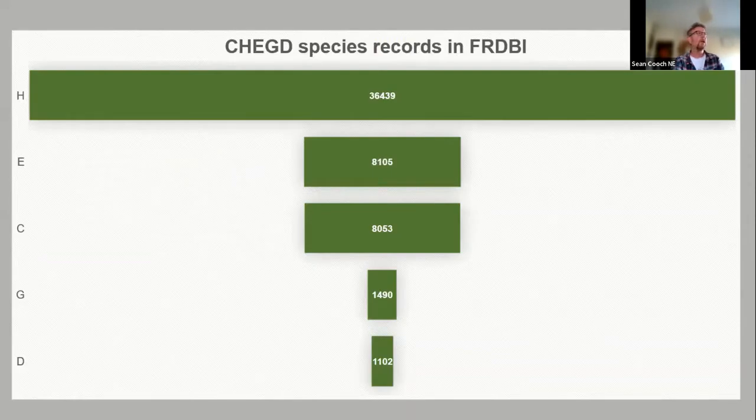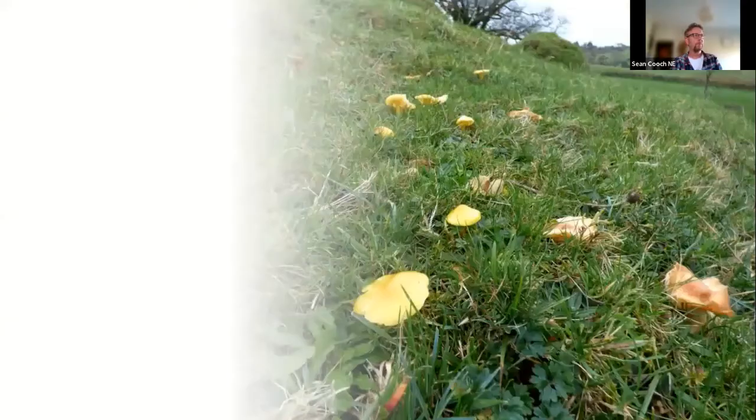I realise I'm running over. And just to give you an idea of the sort of bias of recording, you can see that around 60% of the records that we have are the wax caps. So obviously everything else is lesser recorded. Hence, I suppose that's why we're calling them wax cap grasslands.